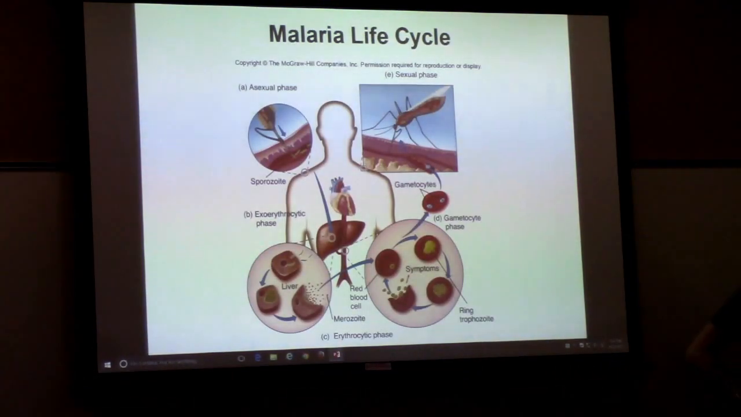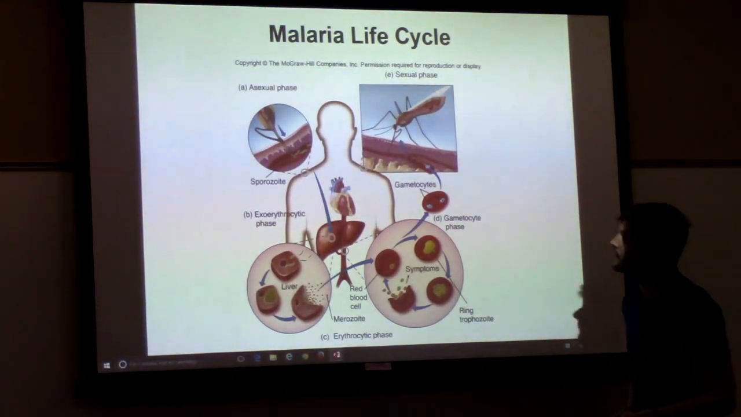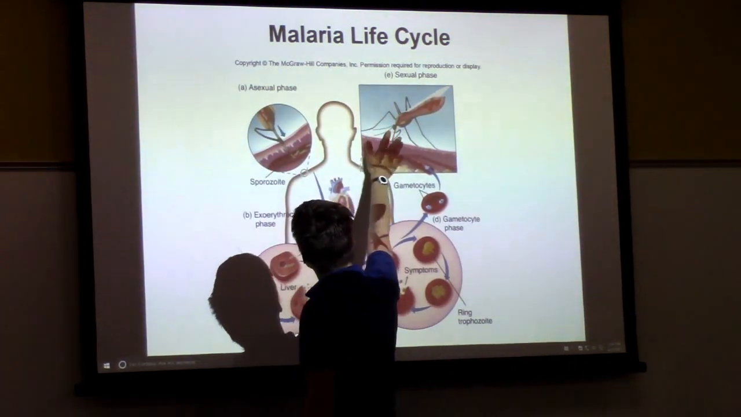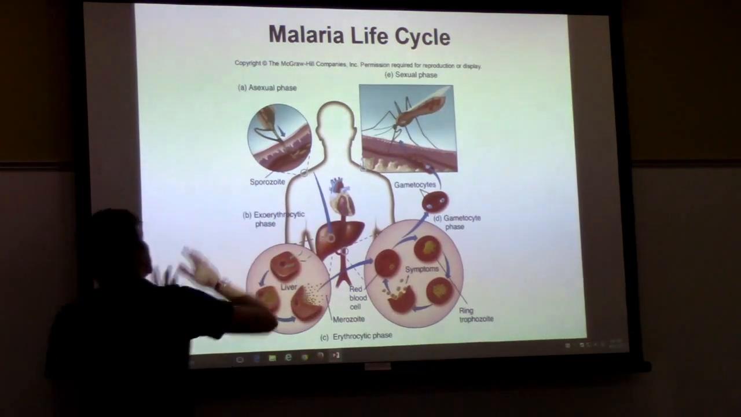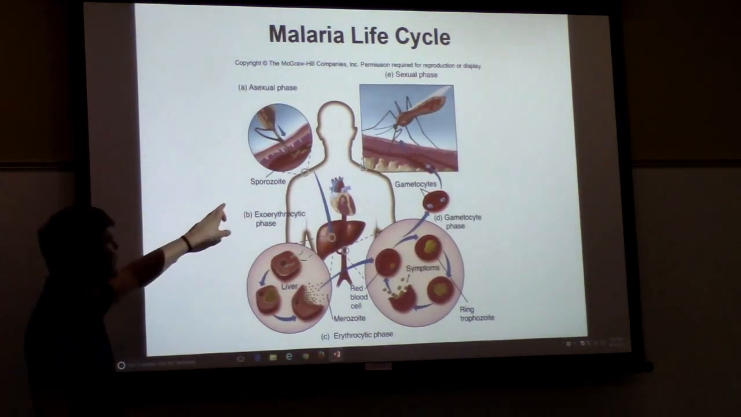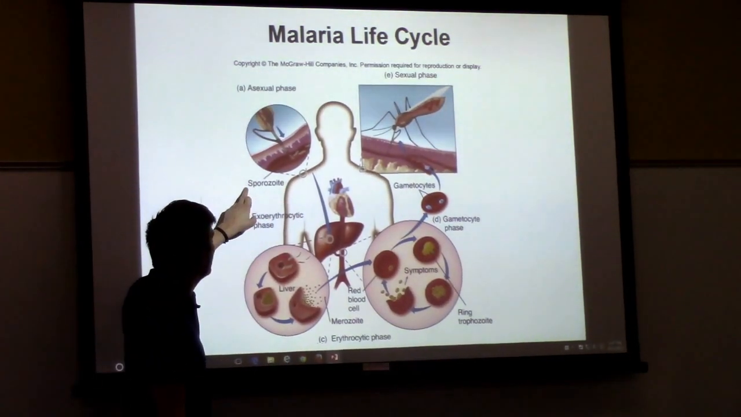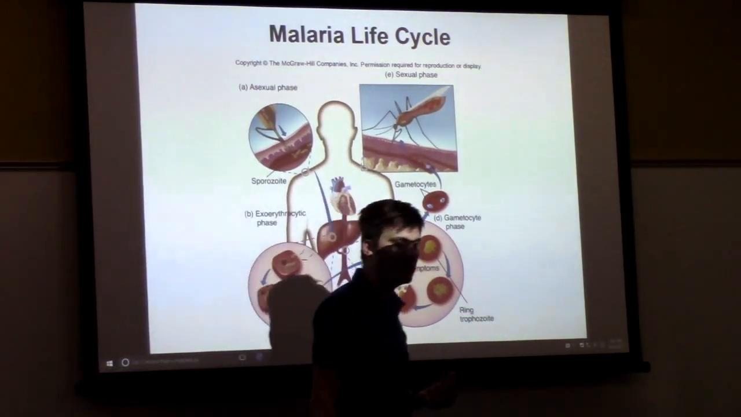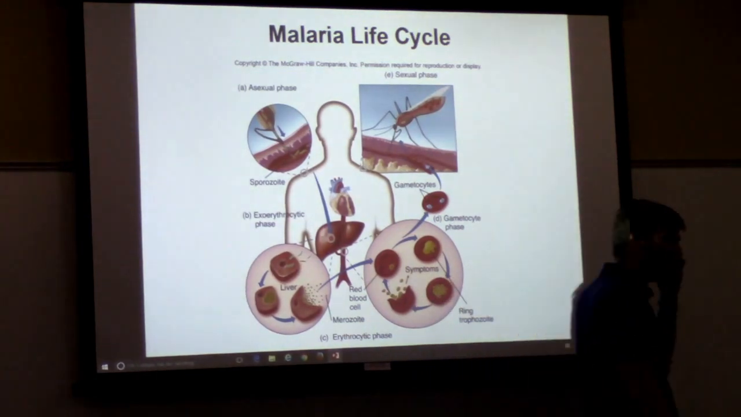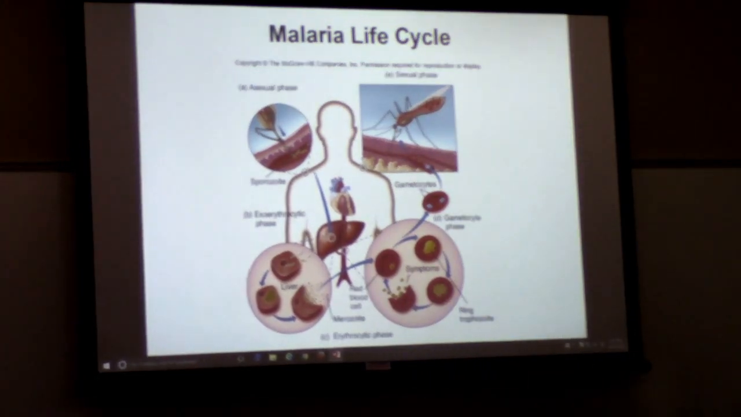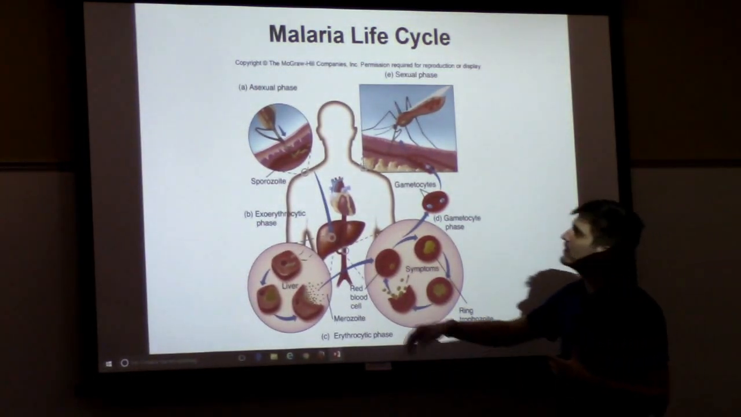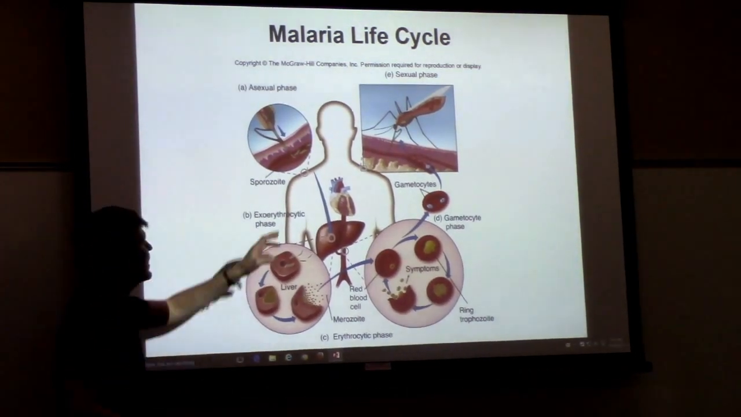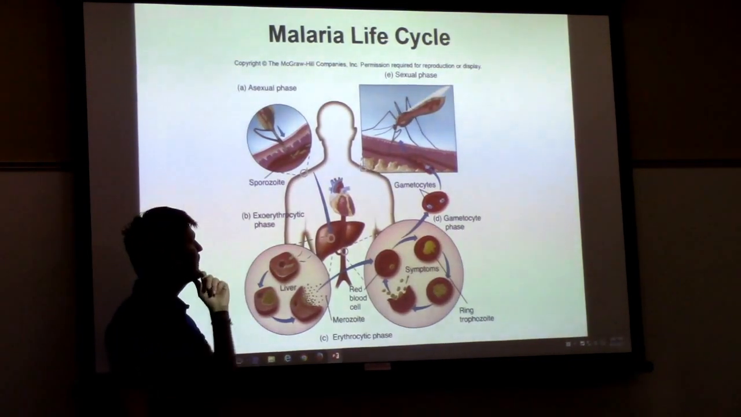Now, malaria itself has a relatively complicated life cycle. It has both an asexual and a sexual phase. It starts off in the asexual phase, where little baby malarial parasites called sporozoites are injected into a human through a mosquito bite. These sporozoites live within the salivary glands of mosquitoes, and so when a mosquito bites you, they inject a little bit of saliva to stop coagulation, and in the process, they infect you with the sporozoite.